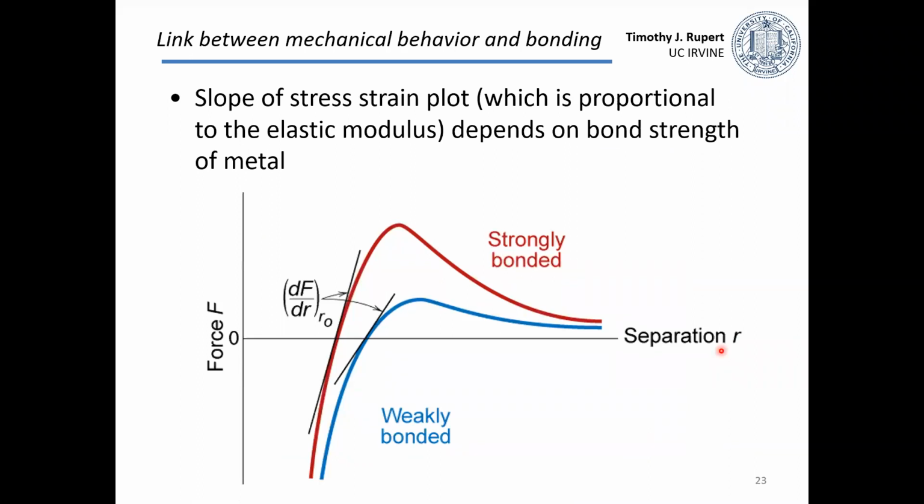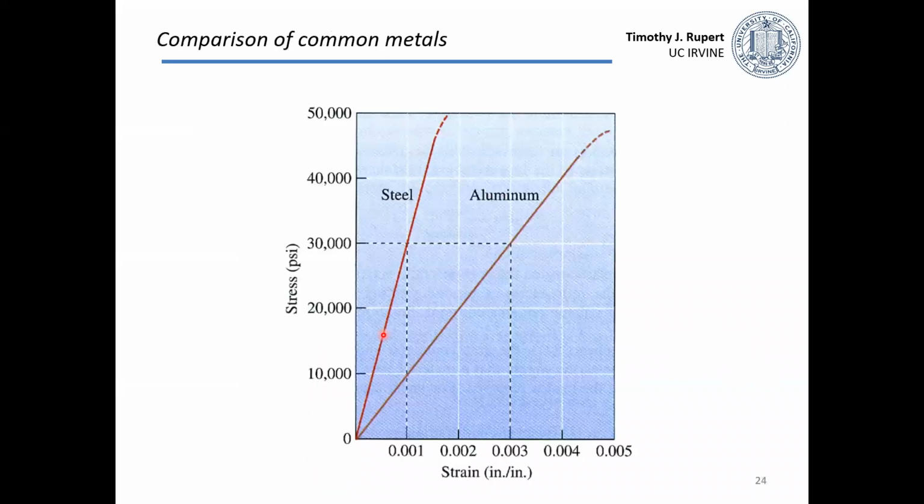Now, again, I just want to remind us that this isn't totally disconnected. How hard it is, from the things we've learned before, how hard it is to stretch and pull that material, or what that elastic modulus is, it depends on the bond strength of the material. So what I'm showing here are two of those force versus separation curves, where this red one would have a higher slope and would therefore have a higher elastic modulus than this blue one.